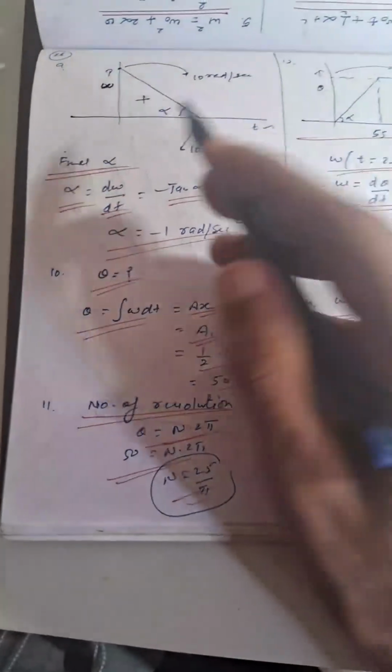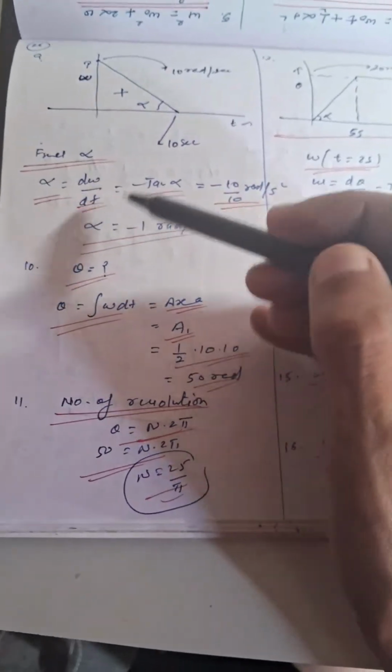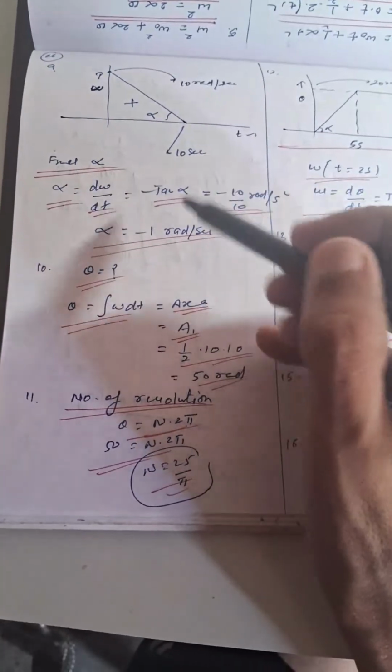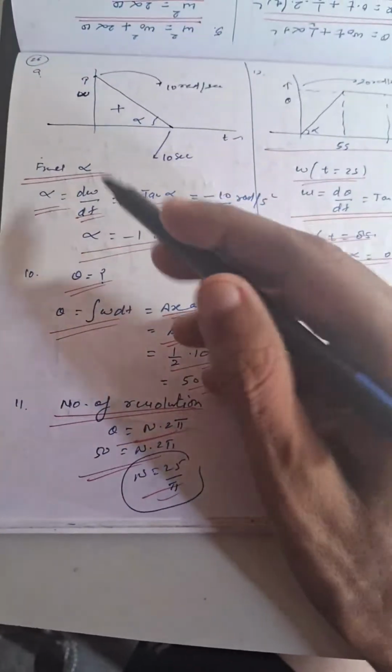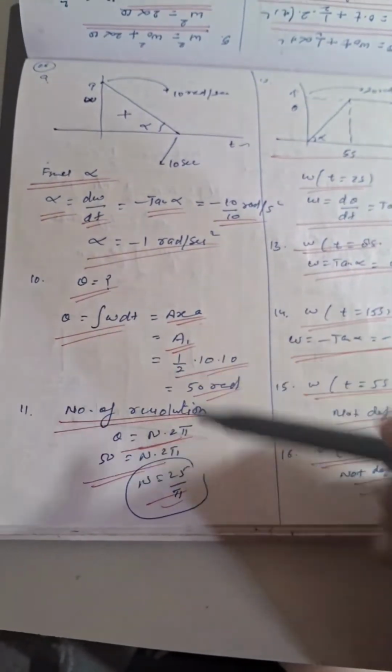Then we have another worksheet based on the omega-t graph, angular velocity versus time graph. We need to find alpha from over here. We need to find angular acceleration using the concept of slope. Then angular displacement using the concept of integration.